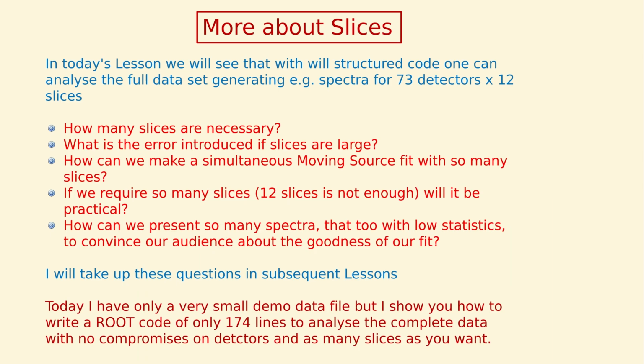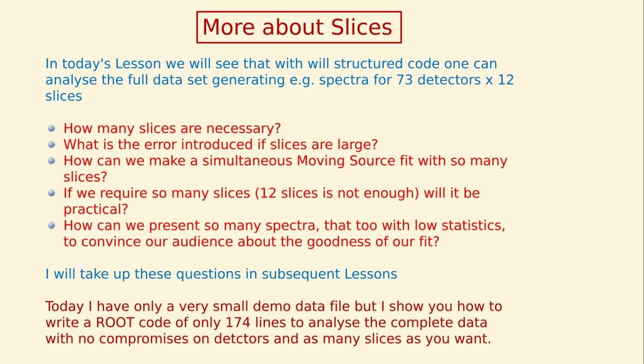So why do we have so many slices? This I explained. It is for getting the angles correct, and if the slices are larger, the errors introduced will be more. So we shouldn't have large slices. And then people ask, how can we make a simultaneous moving source fit if there are so many slices? The answer is that again it's a structured code which we will write, and it will be very easy. We'll see that in subsequent lessons, and you will be able to make the moving source fit for all the slices simultaneously. And it is completely practical.